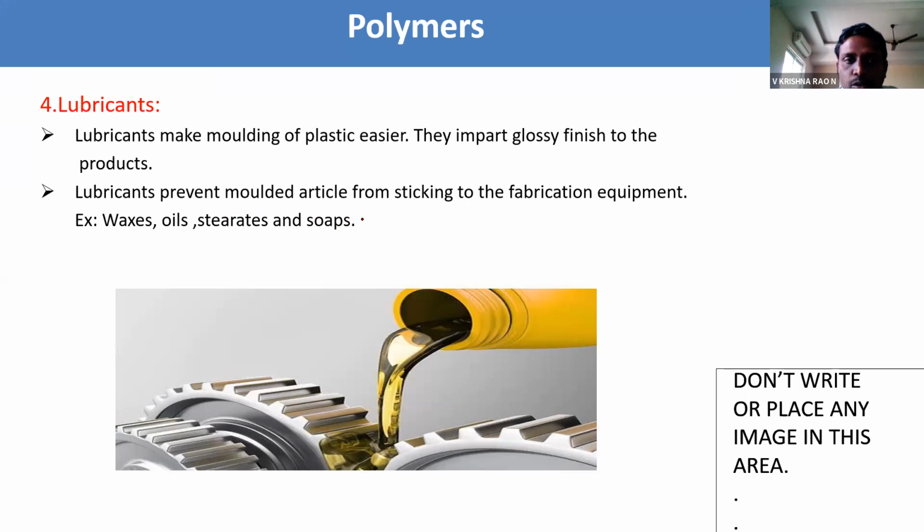These act as lubricants. Lubricants are nothing but materials which reduce friction. By using these lubricants, the molding of plastic becomes easier, they impart a glossy finish to the products, and this prevents a molded article from sticking to fabrication equipment. Waxes, oils, stearates, and soaps act as lubricants in the compounding of plastics.